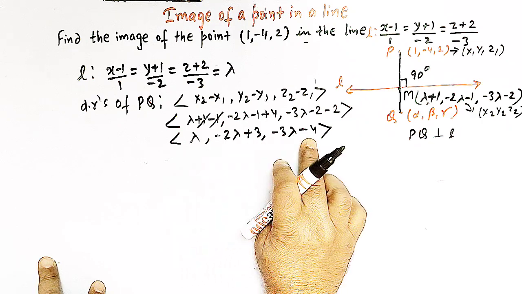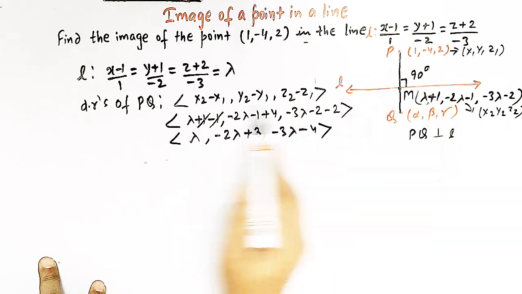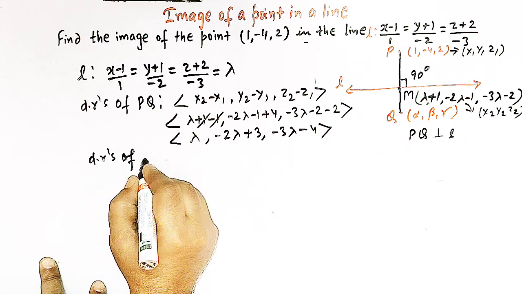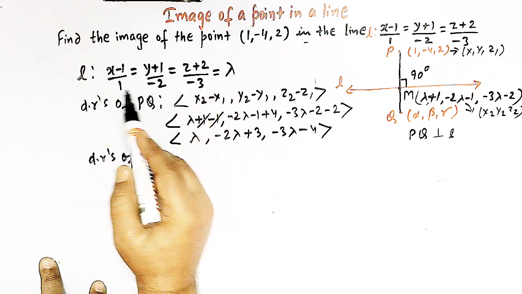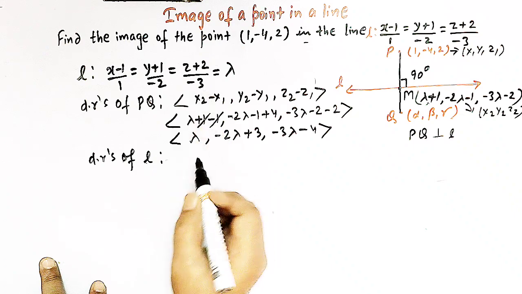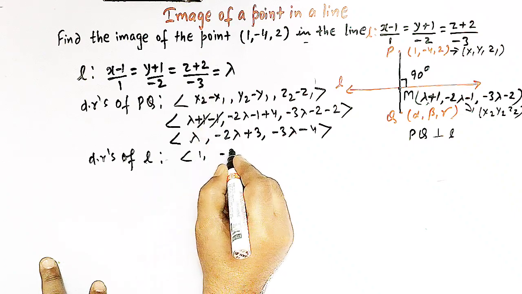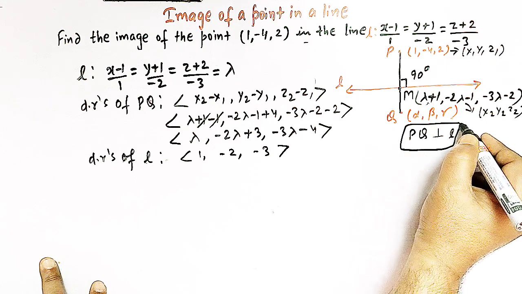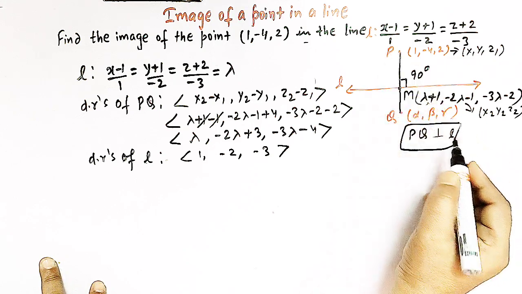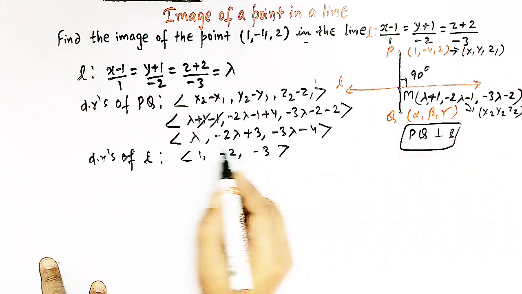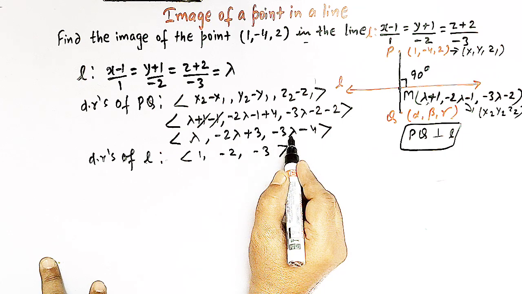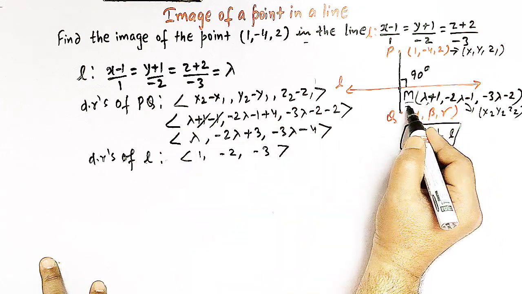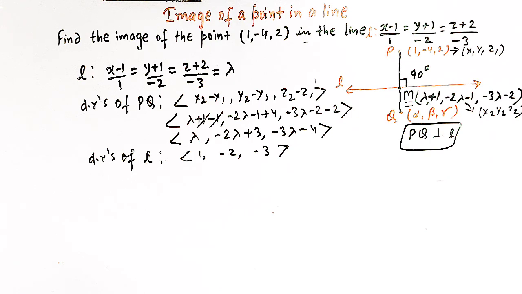So these are the direction ratios of PQ, and the direction ratios of the line L are given by 1, minus 2 and minus 3, right? And now we'll use this condition, that is PQ is perpendicular to L, to get the value of lambda. So once we know the value of lambda, we can easily find out the coordinates of the point M.